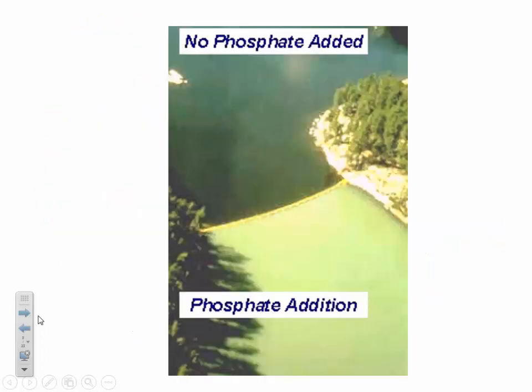This is an aerial photograph of an experimental lake in Canada where they were able to divide the lake into two halves. One half they added phosphate, the other they did not. And you can see the effect that the phosphate has with the really heavy bloom of algae in the bottom part of this photograph.